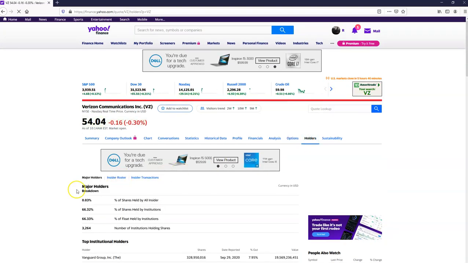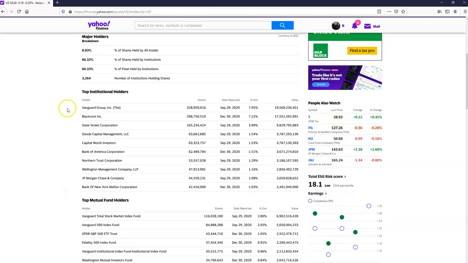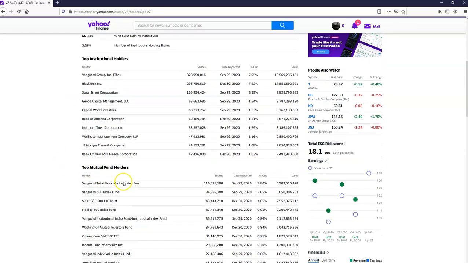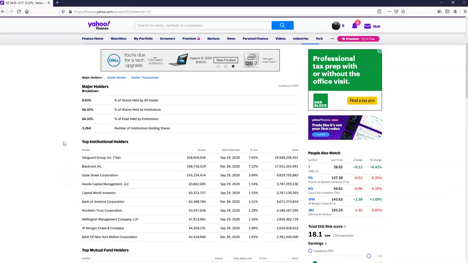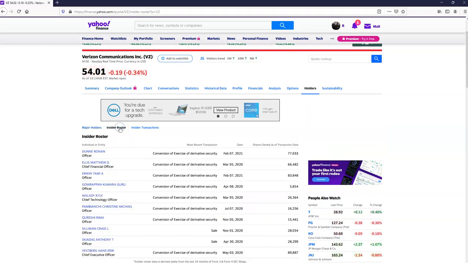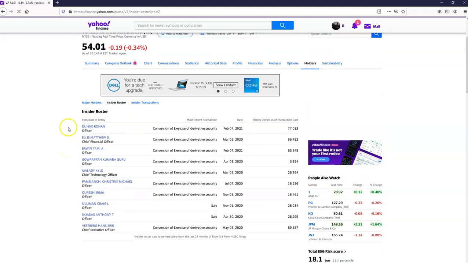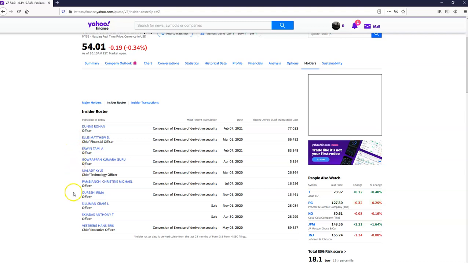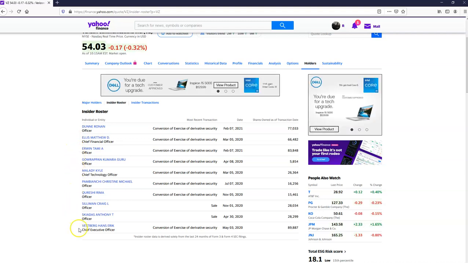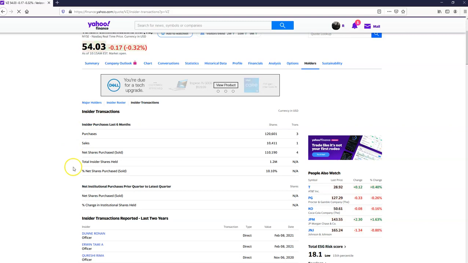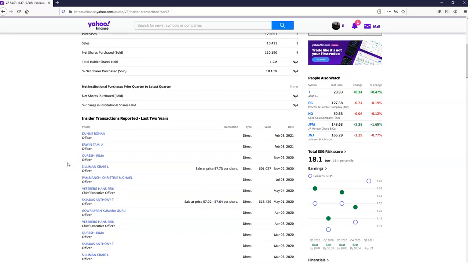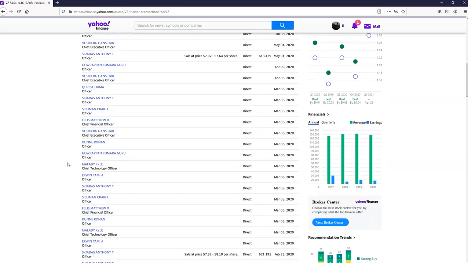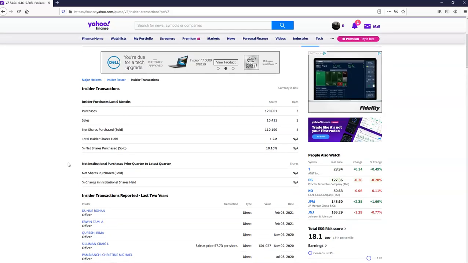If you click right here on holders, it tells you about the largest institutional holders of the company, the largest mutual fund holders of the company, and if you click up here, insider roster, for example, it tells you about the largest individual holders of the company among the insiders. And then if you click right here, it tells you a little bit about these insider transactions that have been reported lately publicly.